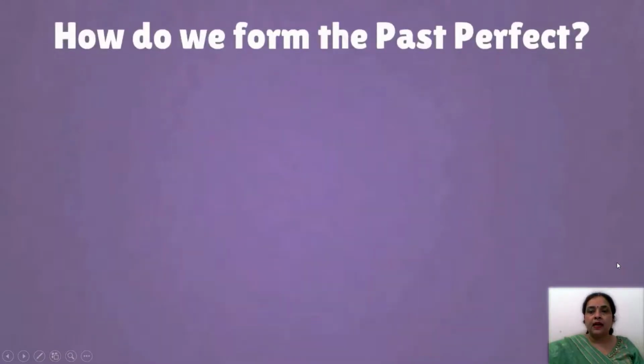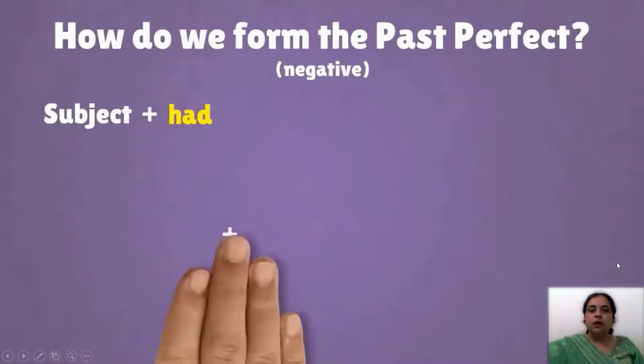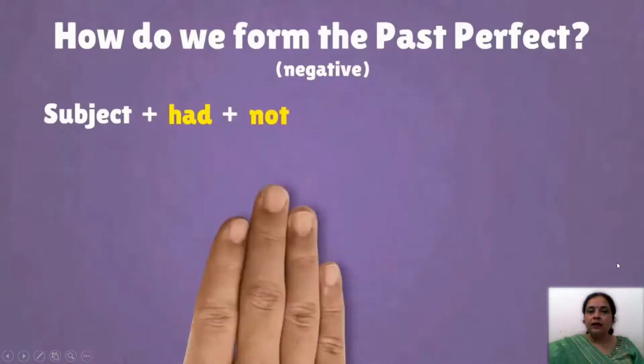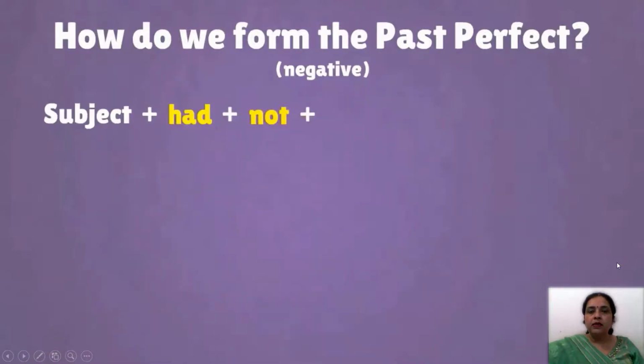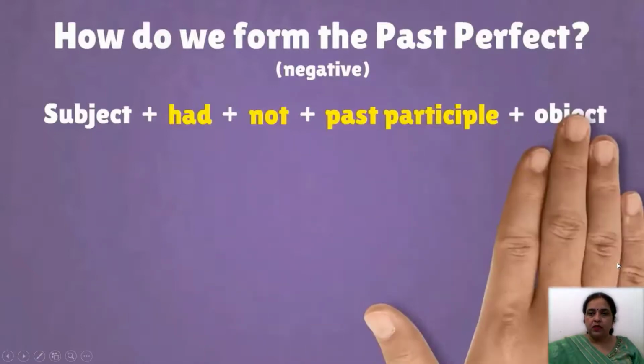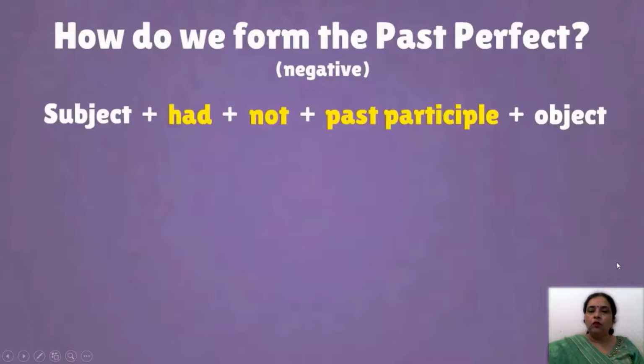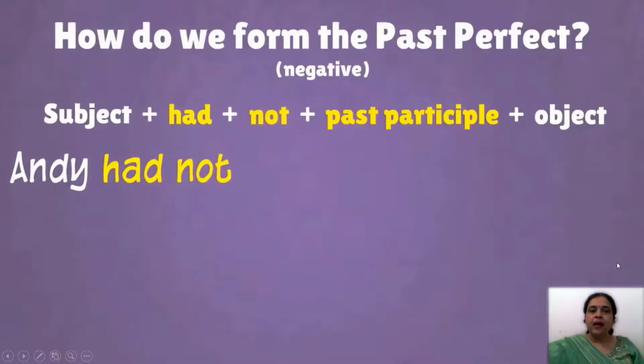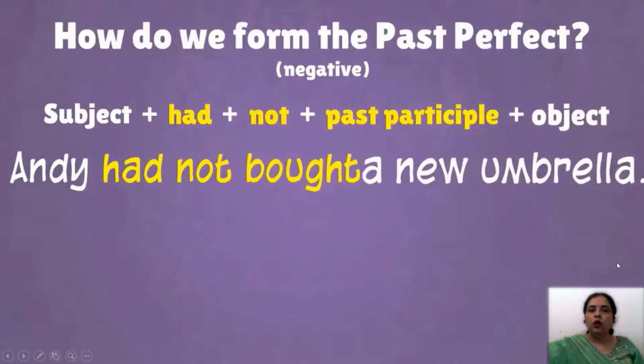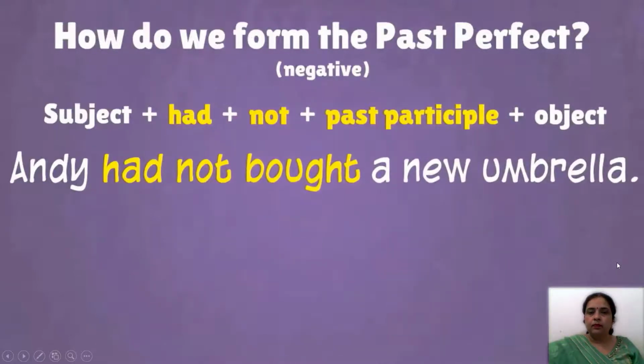Next is how to form past perfect tense in negative. To form negative, we have to simply add not with the auxiliary verb had. So subject plus had plus not plus past participle form of verb plus object. So we simply add not with the helping verb had. For example, Andy had not bought a new umbrella.